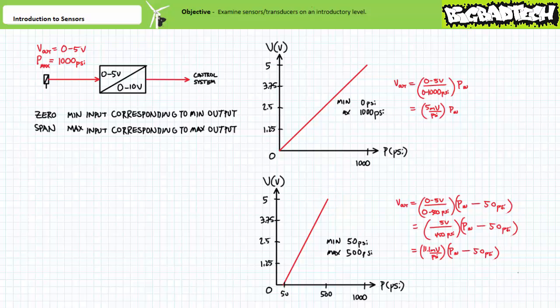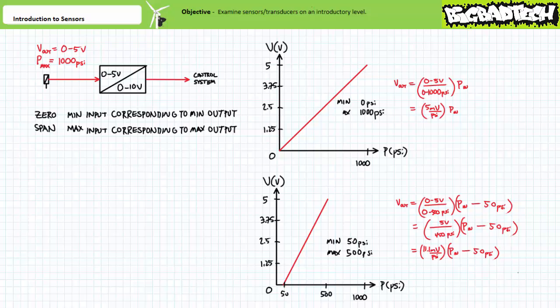In this scenario, the 450 psi differential between 50 and 500 psi is represented by 0 to 5 volts. The linear transfer function is approximately 11.1 millivolts per psi and must include a 50 psi offset. Again, given this output is conditioned by a voltage-to-voltage converter, the system receives the required 0 to 10 volt input.